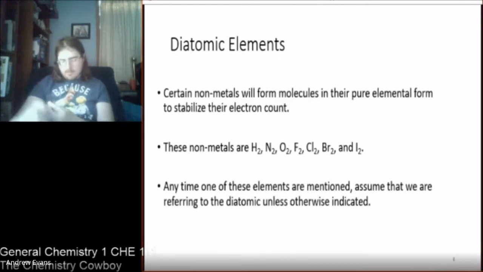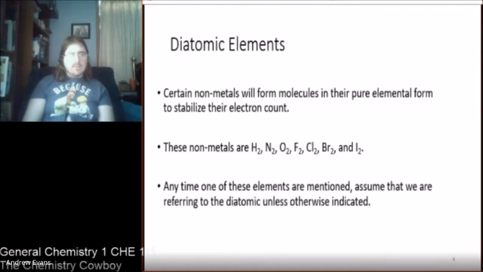In order to make them stable, they will double up. Hydrogen, as we'll learn in a couple chapters, will want to have 2 electrons. Each hydrogen typically has 1 electron, so by doubling up, they share the 2 electrons to make everyone happy. Fluorine has 7 electrons and wants 8, so it will share an electron with another fluorine to give both of them 8. The same thing goes for chlorine, bromine, and iodine.